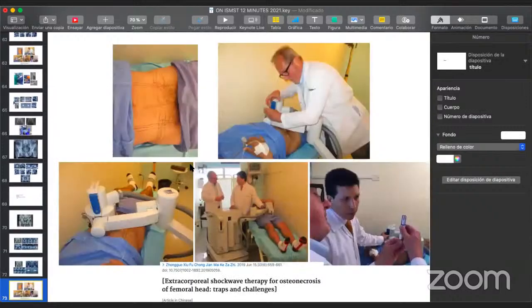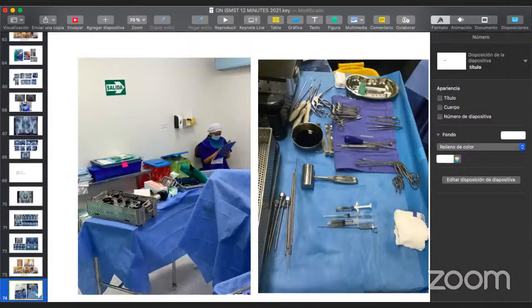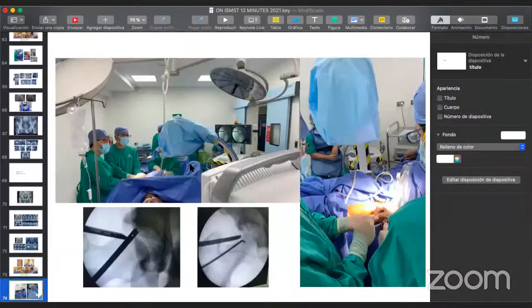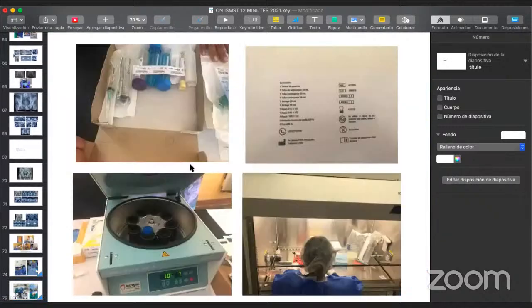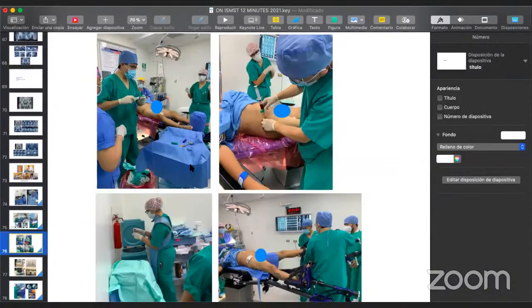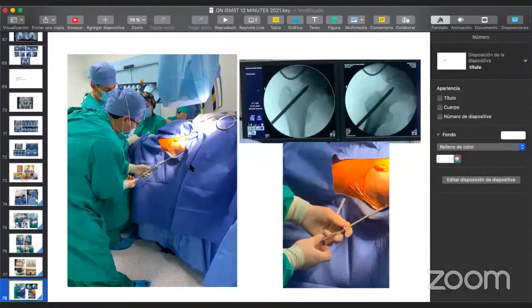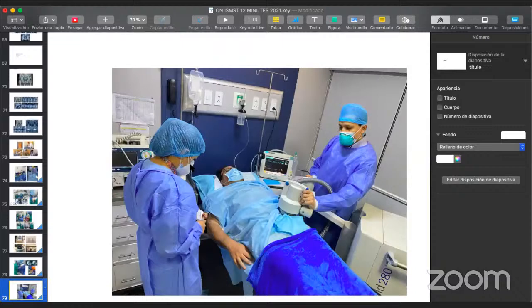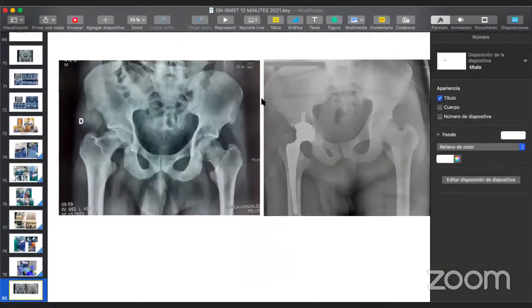In the left, we perform mesenchymal stem cells, core decompression, arthroscopy, and cell therapy. And then we perform a shockwave. After that, we perform total hip replacement. With these patients, we can show that the treatment depends on the stage of the illness in the patients.